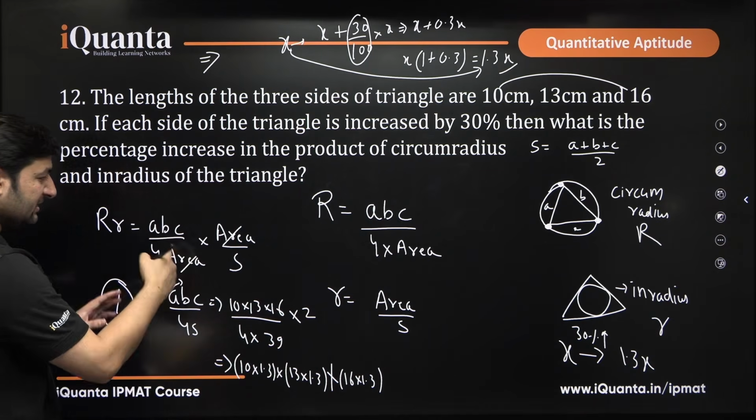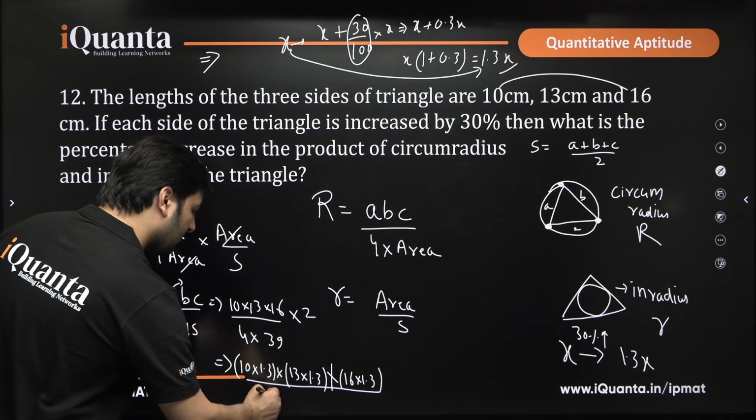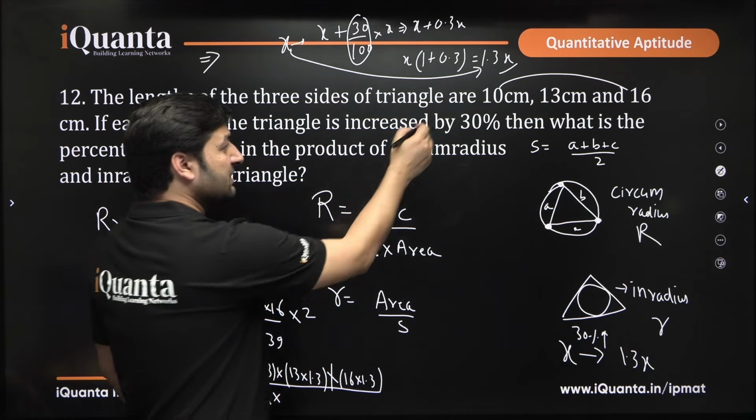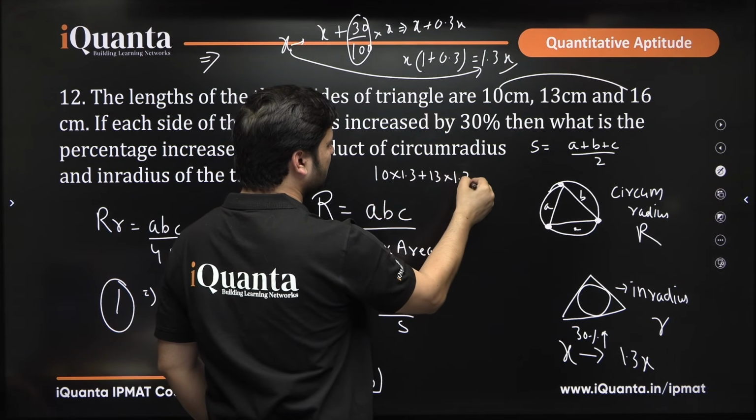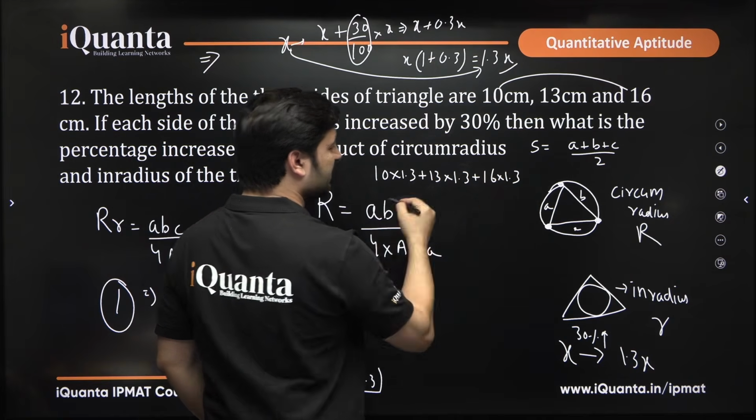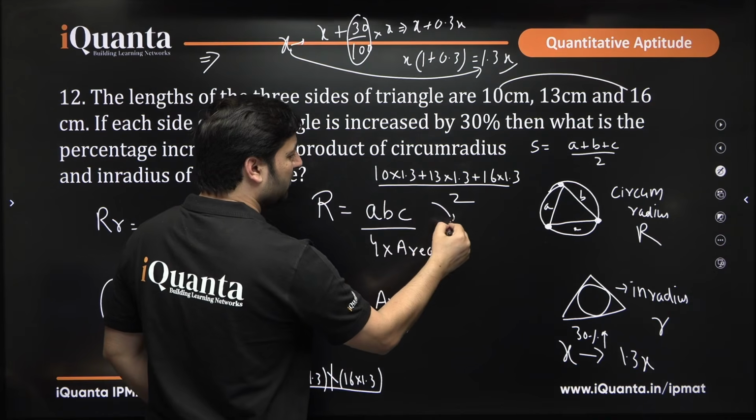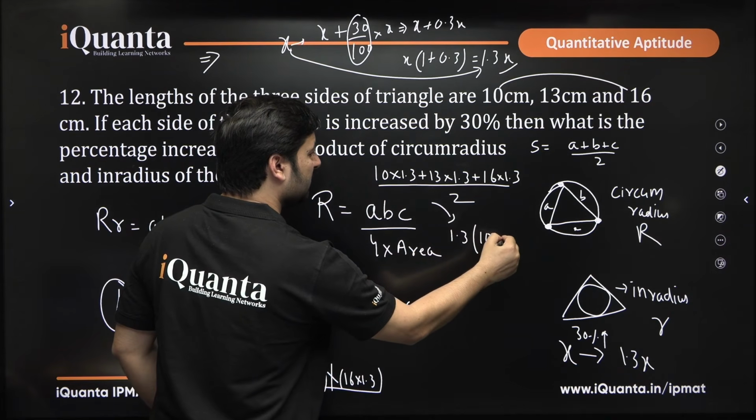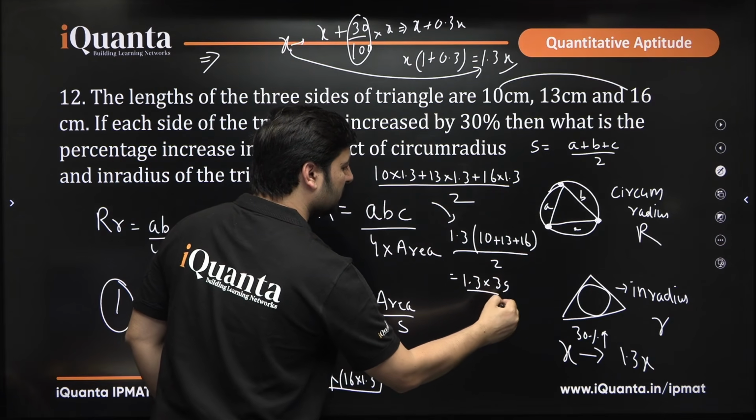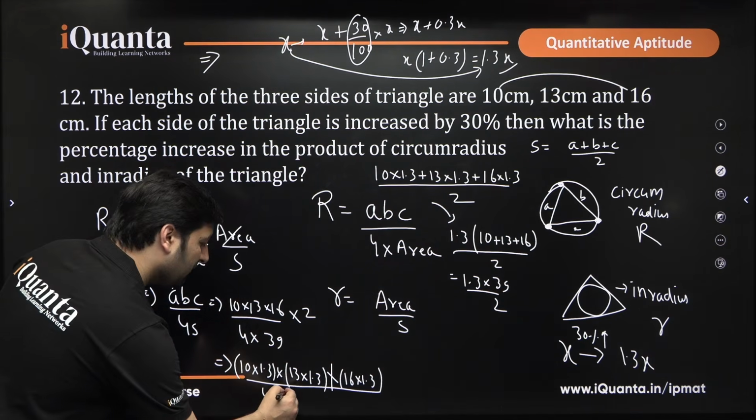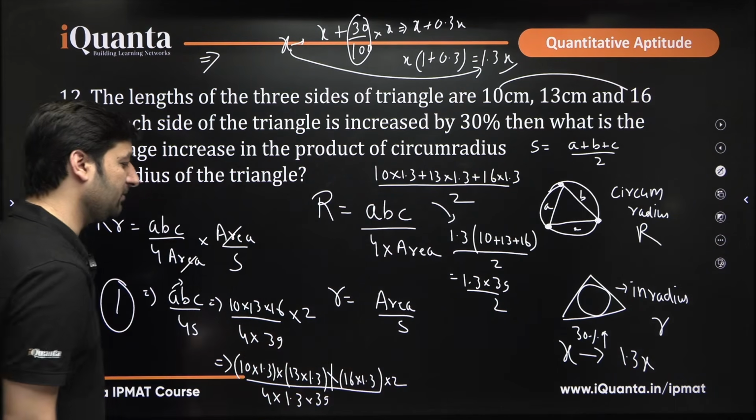ABC, these are the product of the sides, upon 4 into semi-perimeter. What is the semi-perimeter now? The first side becomes 10 into 1.3, second side becomes 13 into 1.3, third side becomes 16 into 1.3. a plus b plus c, the perimeter of the increased sides, divided by 2. Can you take 1.3 common here? Yes, 1.3 common, it again gives you 10 plus 13 plus 16 by 2. So that gives you 1.3 into 39 by 2. This semi-perimeter will be 1.3 times 39 by 2, and that denominator 2 will be multiplied above.